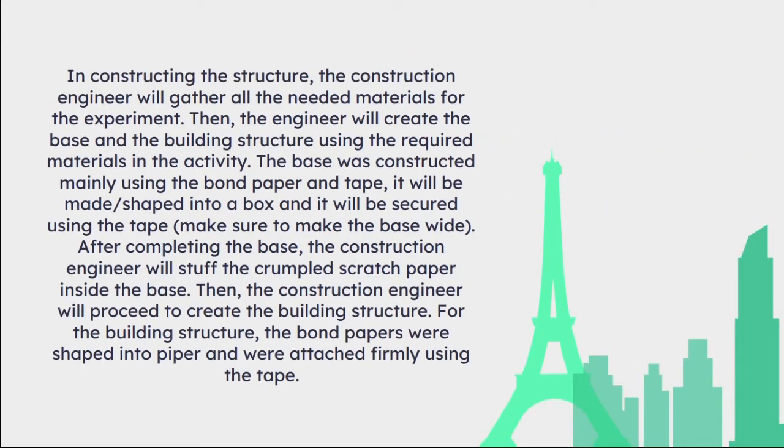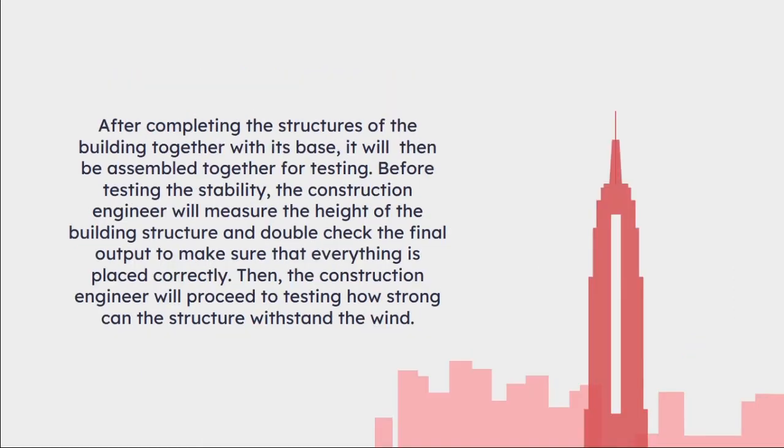In constructing the structure, the construction engineer will gather all the needed materials for the experiment. Then the engineer will create the base and the building structure using the required materials in the activity. The base was constructed mainly using the bond paper and tape. It will be shaped into a box and secured using the tape, and make sure to make the base wide.